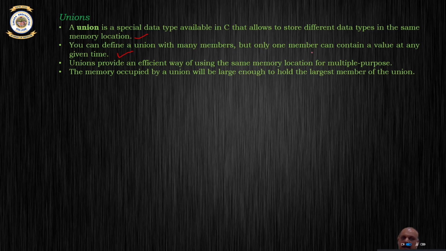The size of the location required for a union is equivalent to the maximum memory required to store any element of the data. Whichever element takes the maximum memory to store, that is the size of memory allotted to the union. A union provides an efficient way of using the same memory location for storing multiple data types. Memory occupied by the union will be large enough to hold the largest member of the union. So that is what I said just now.